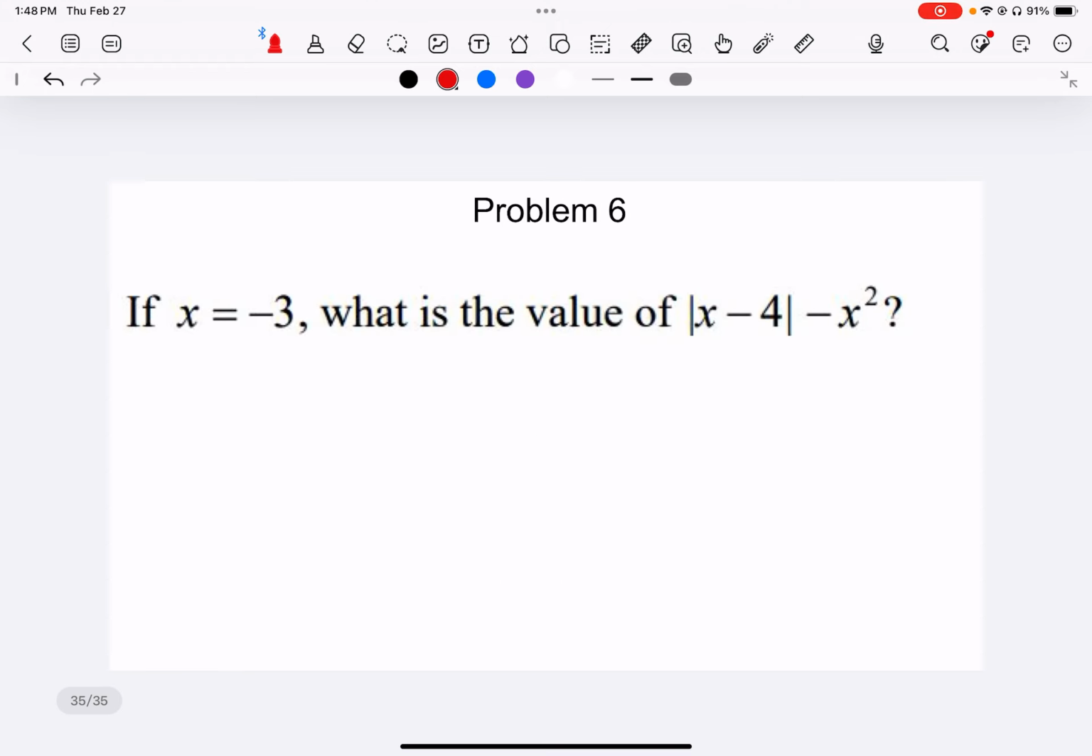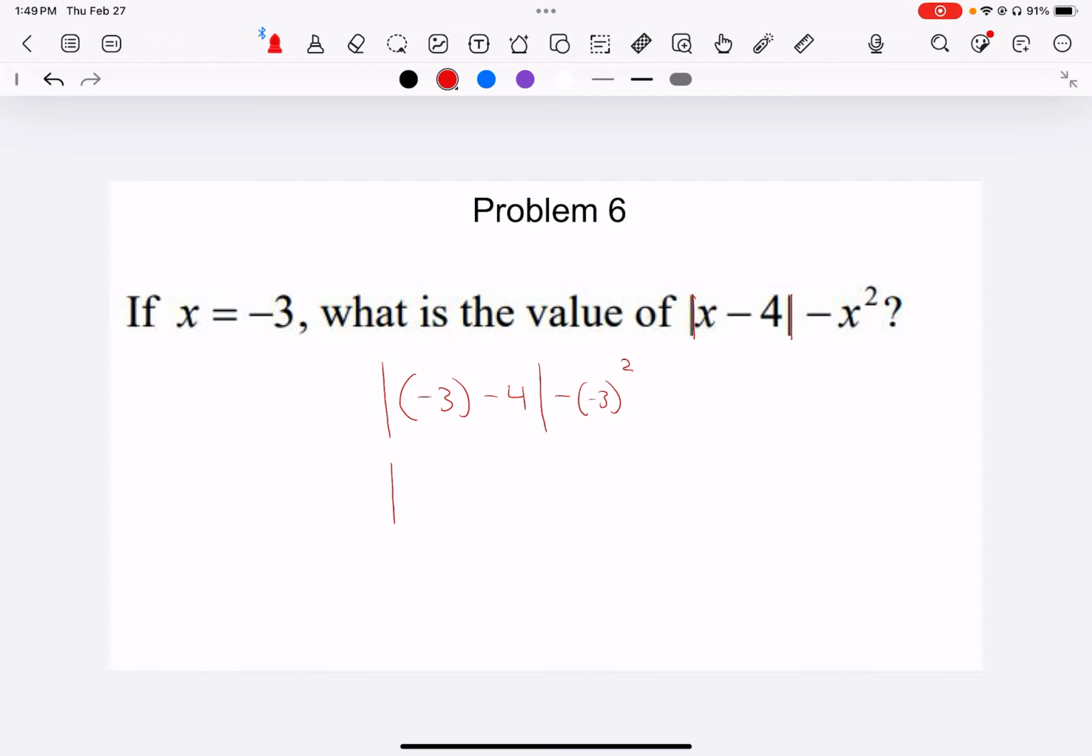If x equals negative 3, what's the value of the absolute value of x minus 4 minus x squared? So I'm going to substitute in. Even though I'm substituting into the absolute value, I'm still going to use parentheses. So I have negative 3 minus 4, and then minus x squared. But I'm going to substitute in and make this another negative 3.